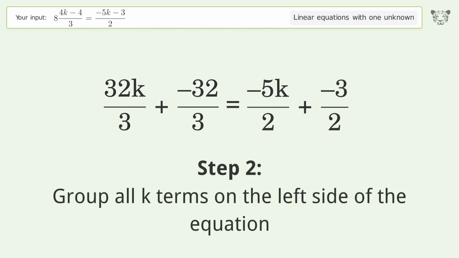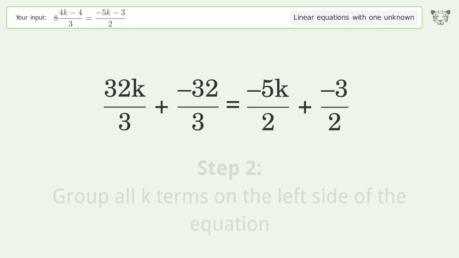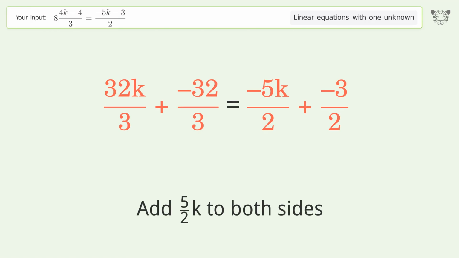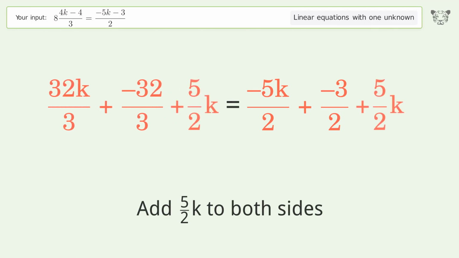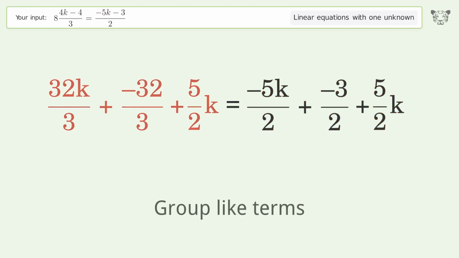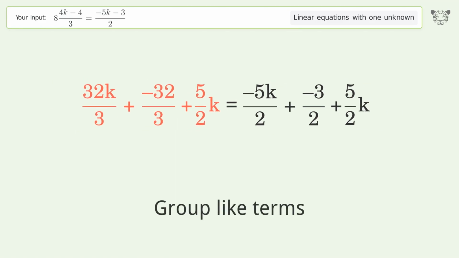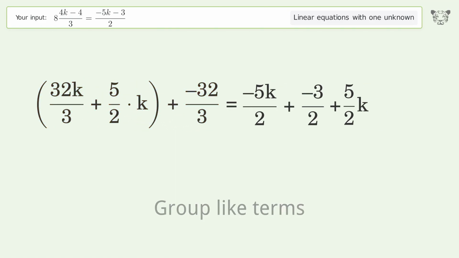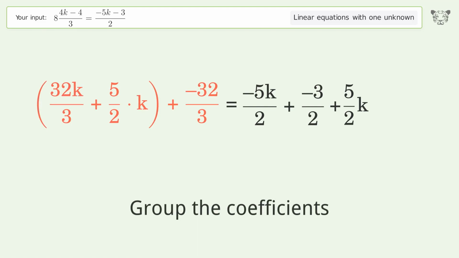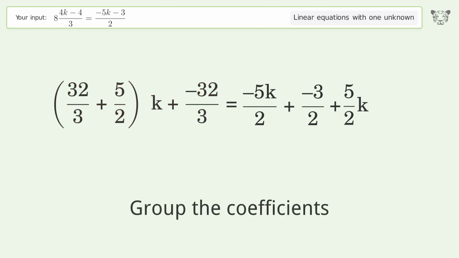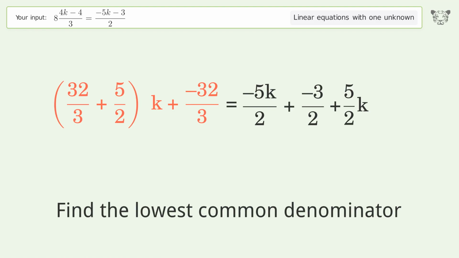Group all k terms on the left side of the equation. Add 5/2k to both sides. Group like terms. Group the coefficients. Find the lowest common denominator.